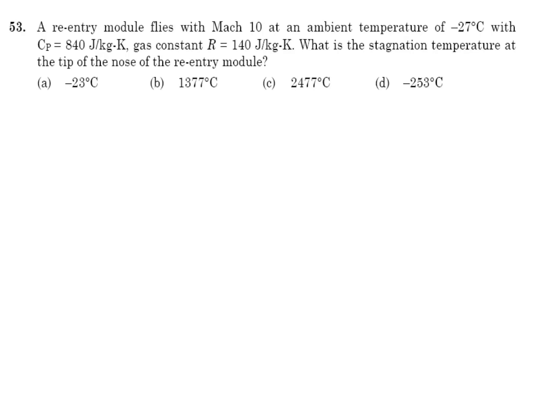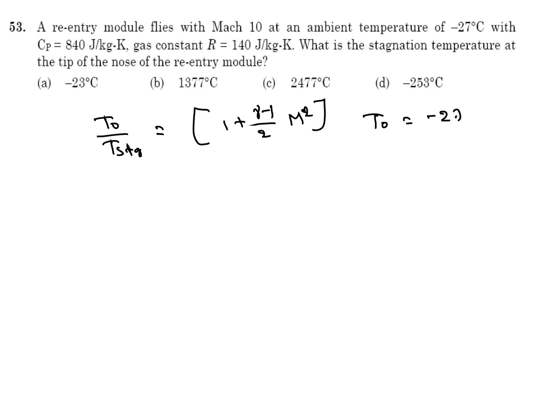So we know our formula, T0 by T stag, it's equal to 1 plus gamma minus 1 by 2 into M square. T0 given in this question, T0 is ambient temperature minus 27 degrees Celsius, M is 10, Cp not required, or for gamma value Cp and R required. Sorry, here this formula is T stagnation divided by T0.